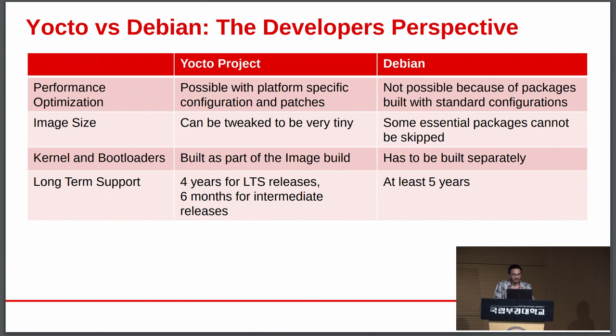And when it comes to long-term support, Yocto releases a new version every year, and the only releases on the 4-year boundaries are usually the LTS releases. Every other release is supported only for 6 months. But Debian has 5 years of support, and also, as I said earlier, Debian is known for its stability and security updates.